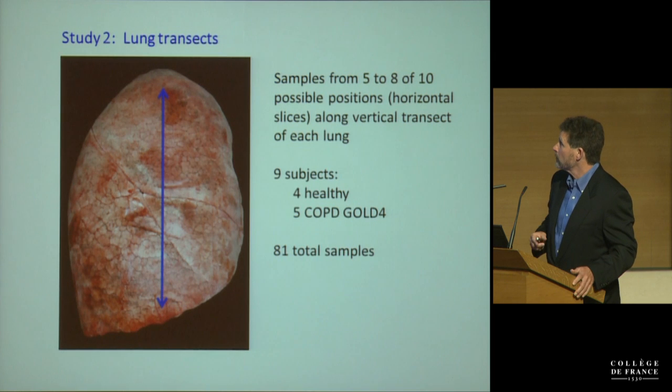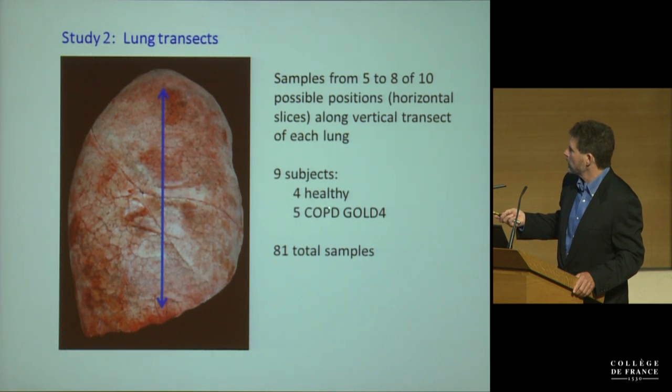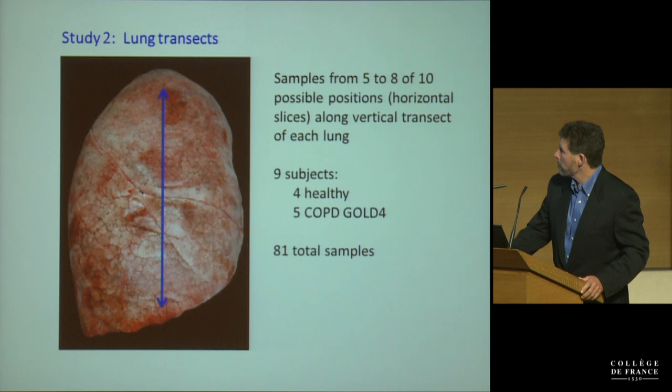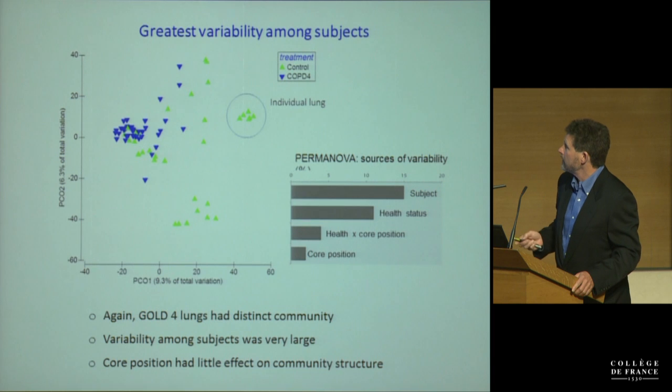We wanted to go on then and do a more robust study. One of the other things that we did with this next set of samples is we did lung transects. We took 10 horizontal slices from each lung, and from 5 to 8 of those slices, we removed cores. This sample set involved healthy lungs as well as some GOLD 4 lungs for a total of 84 samples. And again, we did see a difference between the control and the GOLD 4 lung microbiome.